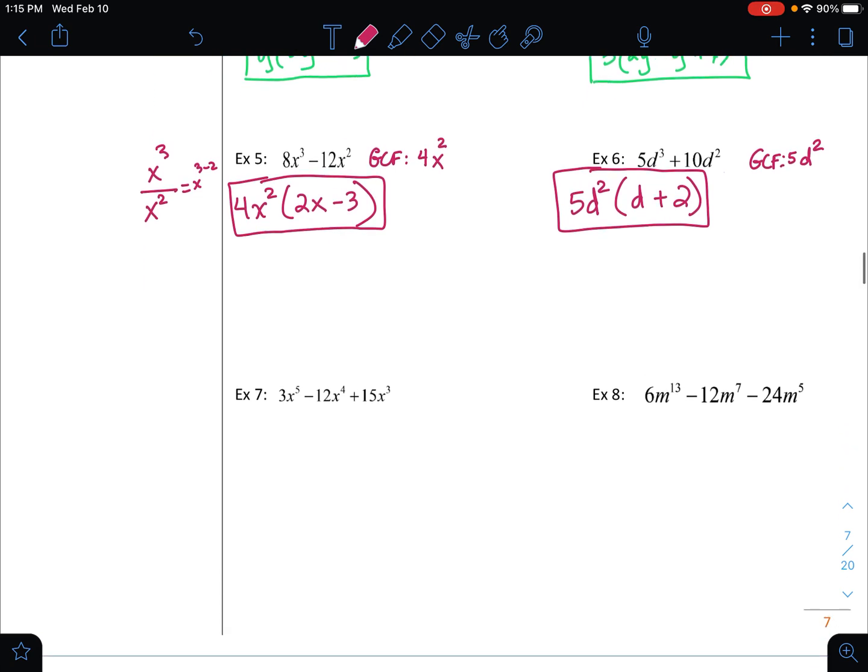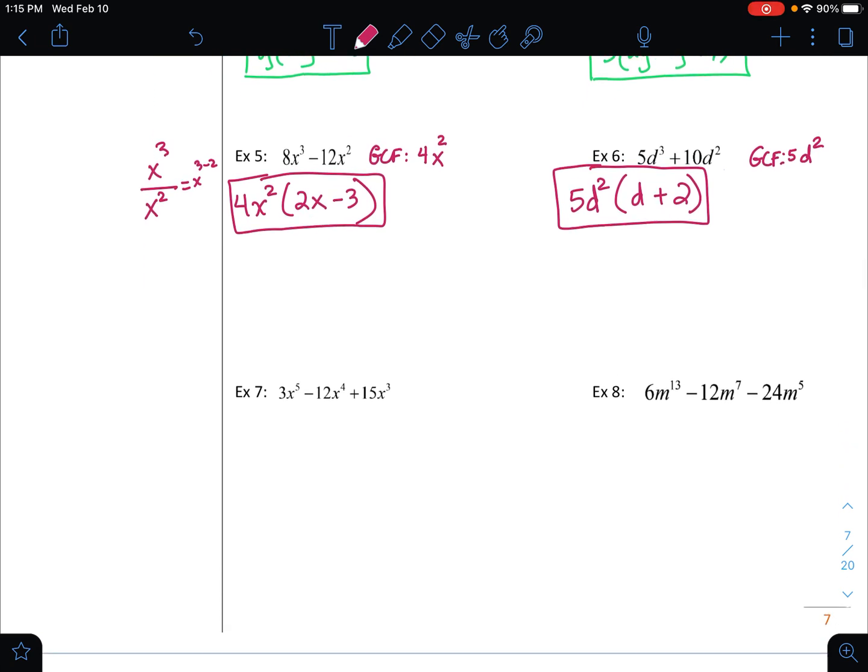All right, I want you guys to pause and try 7 and 8, and then come back, and there's one more example I want to go through together.